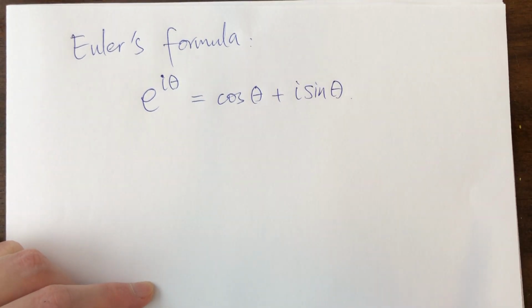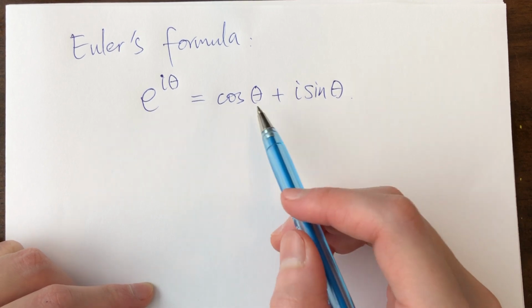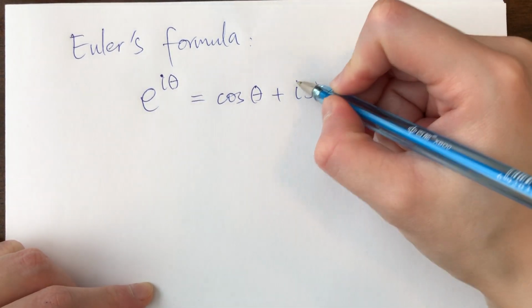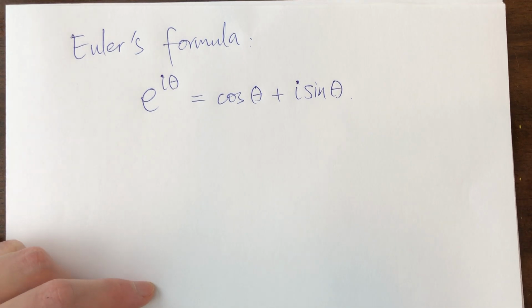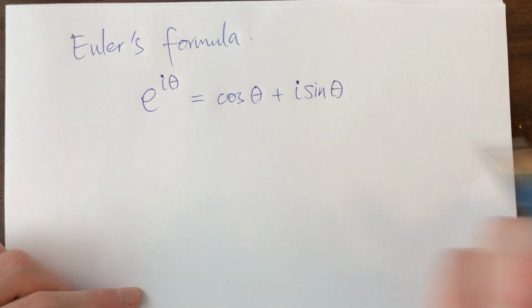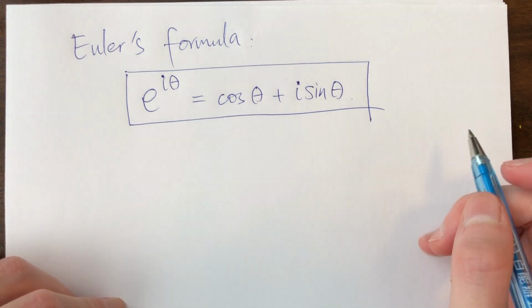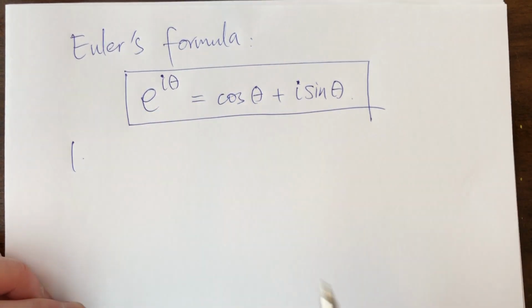I know it feels kind of random that you can relate an exponential with cosine and sine, but I think you've seen the derivation from the lecture, so I won't go into details here. We will just see some computations for this formula. So let's do some examples.